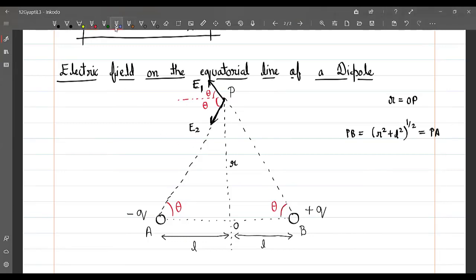So I'll be needing cos theta later. So let me write it beforehand. Cos theta is base, that is L, upon hypotenuse, that is R square plus L square to the power half. Any questions up to here?